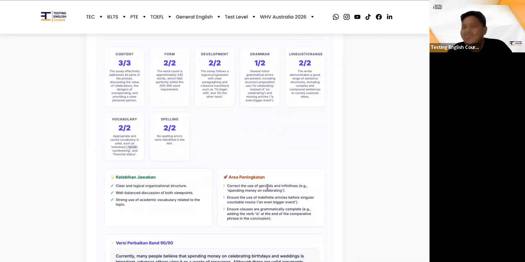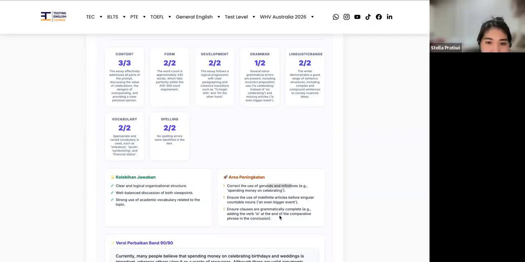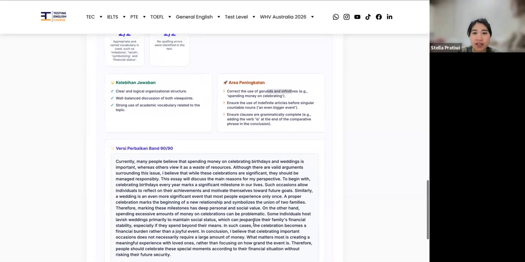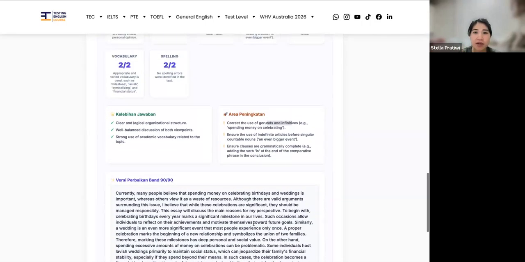Correct the use of gerund. Barusan kita komen udah keluar gerund infinitive yang saya komen pertama tadi, money on celebrating. Jadi kita nggak bilang to celebrating, tapi kita bilang to celebrate. Nah, gerund on infinitive, even bigger, an even bigger event. Ini ada kesalahan penggunaan artikel di sana. Oke. Adding the verb is at the end and comparative phrase at the conclusions. Oh, also aku mau tanya satu hal sih. One thing that masih aku nggak tahu pakainya gimana, oke, boleh.